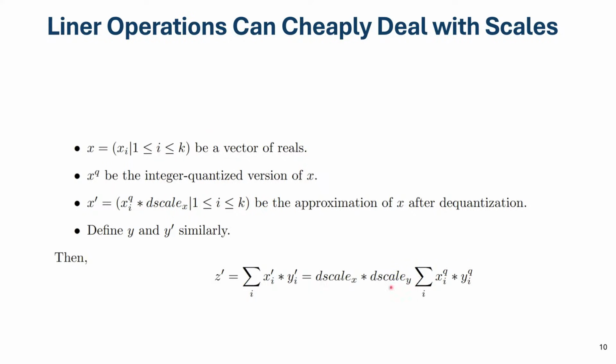And since scales are the same for this block of k values, I can factor them out. So everything inside the summation now is just integer values, right? So this is why I can do integer multiplies and adds, and only the final result has to get converted to floating point. After that, you can choose to requantize.